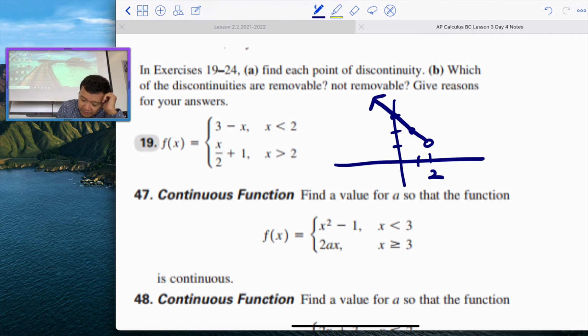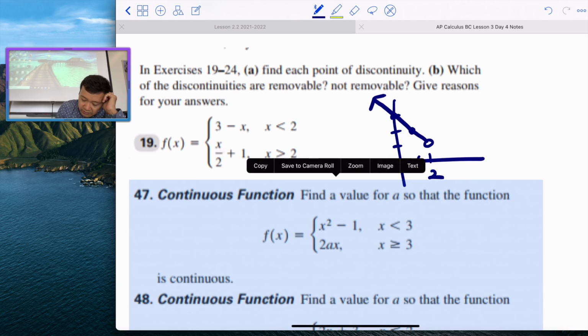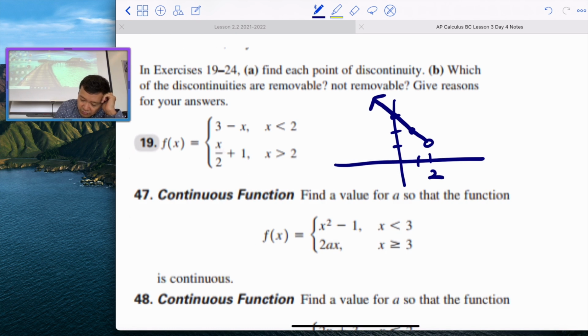On the right-hand side, let's see, 2 over 2 is 1. 1 plus 1 is 2. But that's an open circle as well, 2, 2. And it looks like it's a line that has a slope of 1 over 2. So up 1 and over 2. Okay, so there you have it.